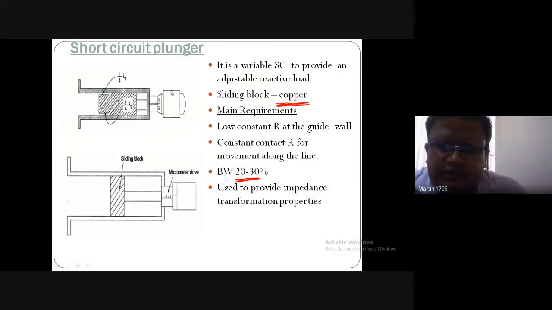Okay, so the plunger unit is made up of, here is the copper material. You can have the quarter wavelength of this vernier calipering scale, to provide the bandwidth of 20 to 30 percentage.